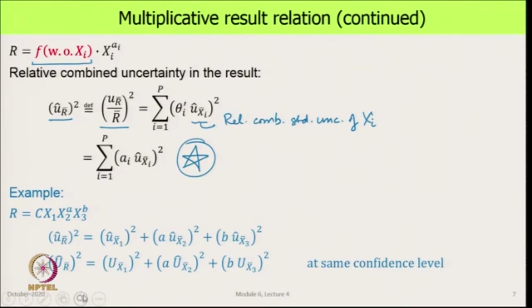Here is an example. If R is C times x 1 with x 2 to the power A, x 3 to the power B, then by inspection alone we can say that u hat r bar square is equal to u hat x 1 square plus A times u hat x 2 whole thing square plus B times u hat x 3 whole square, where A is the exponent of x 2, and B is the exponent of x 3.